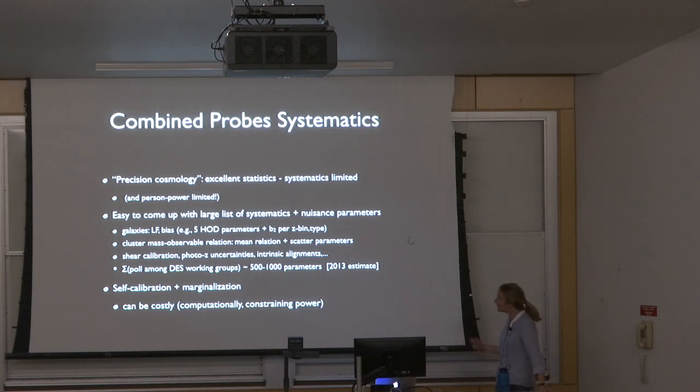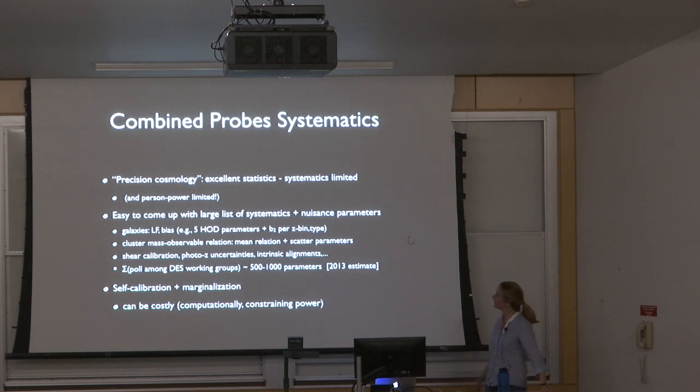It is, of course, very easy to come up with a large list of potential systematics and nuisance parameters. And we did this game in the Dark Energy Survey in 2013 before we had data. I talked to each of the working groups. For the experts in the audience, you can read my list. Probably none of these parameters are surprising. A lot of this is about characterizing the relationship between light and dark matter, galaxy bias, and photometric redshift uncertainties.